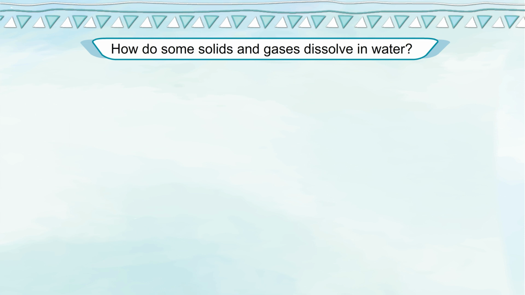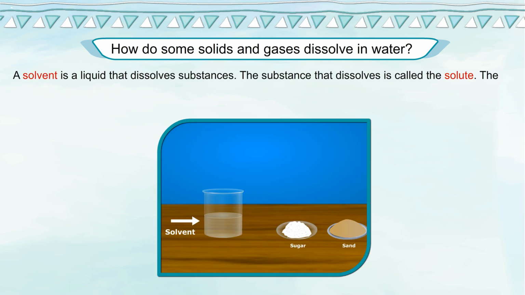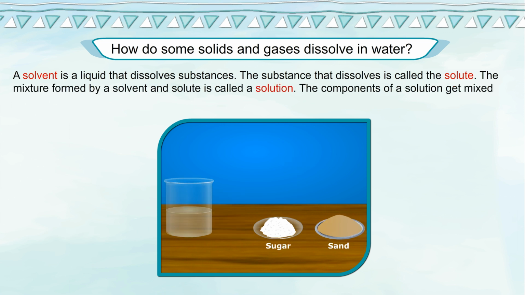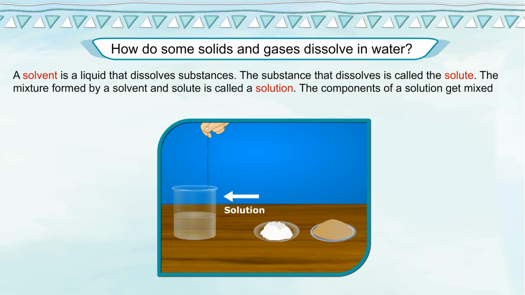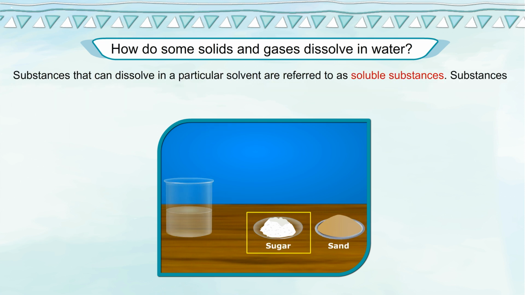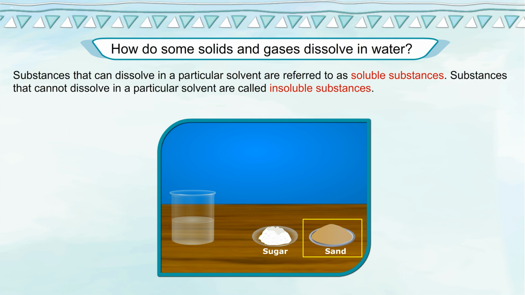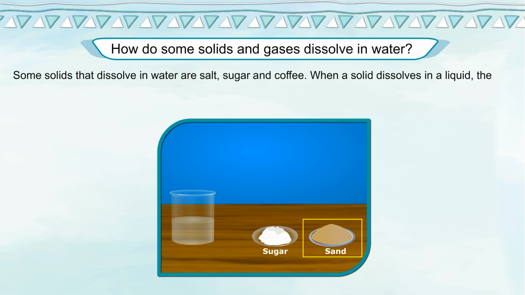How do some solids and gases dissolve in water? A solvent is a liquid that dissolves substances. The substance that dissolves is called the solute. The mixture formed by a solvent and solute is called a solution. The components of a solution get mixed together completely. Substances that can dissolve in a particular solvent are referred to as soluble substances. Substances that cannot dissolve in a particular solvent are called insoluble substances.